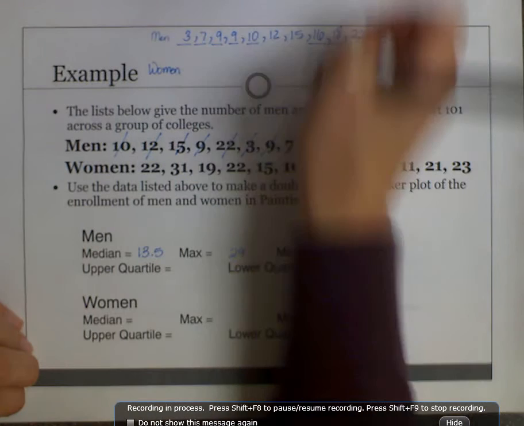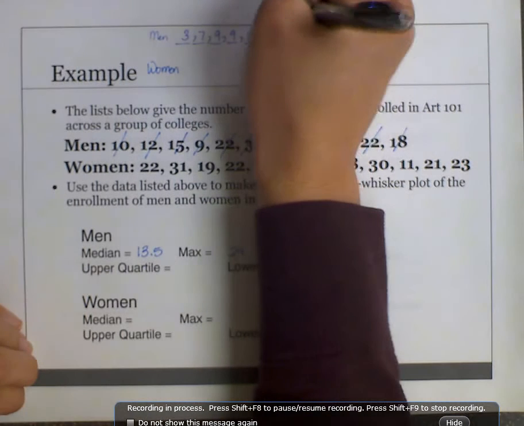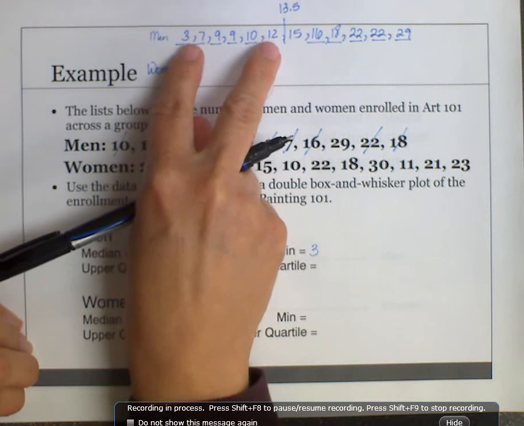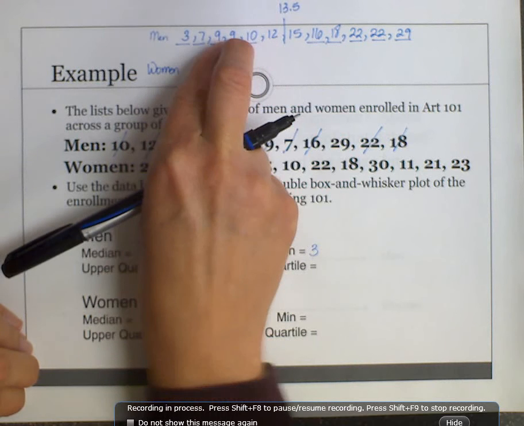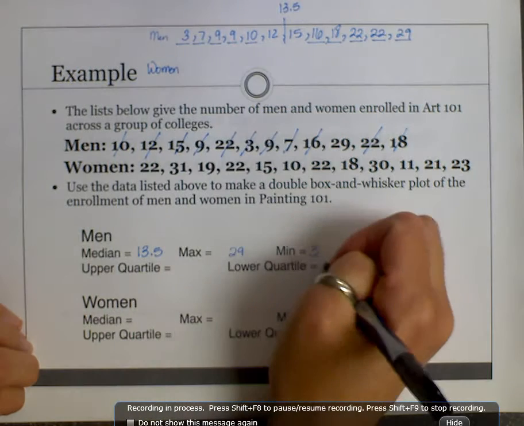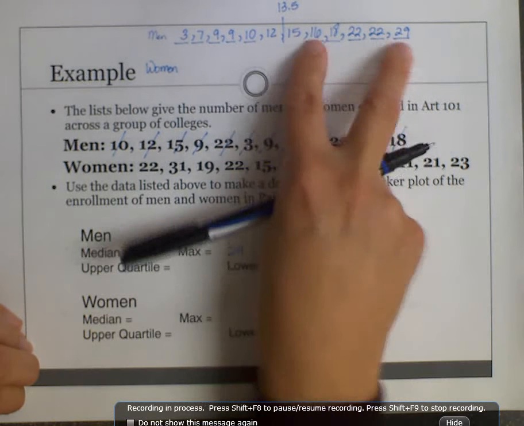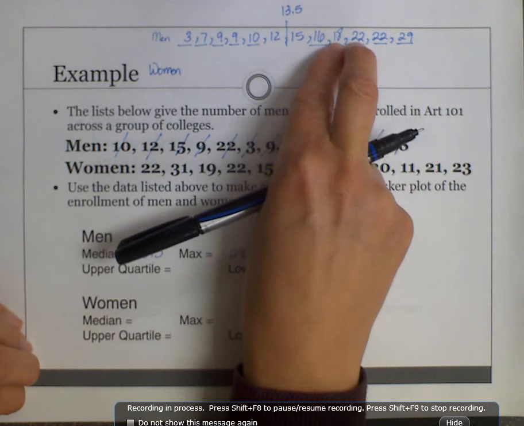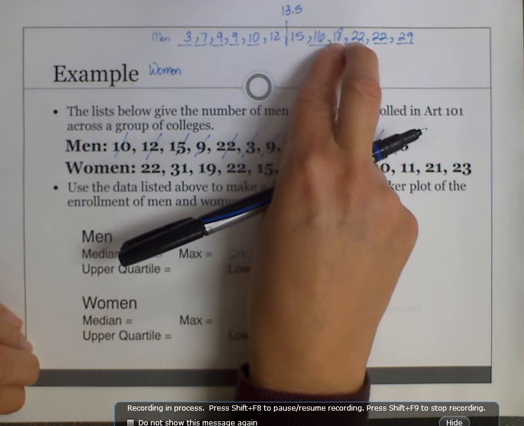All right, since 13.5 is our middle number, we're now going to look at the data set like this to find the lower quartile. Here, two numbers in the middle. My lower quartile number is 9. Okay, here, two numbers in the middle. 18 plus 22 is 40. 40 divided by 2 is 20.